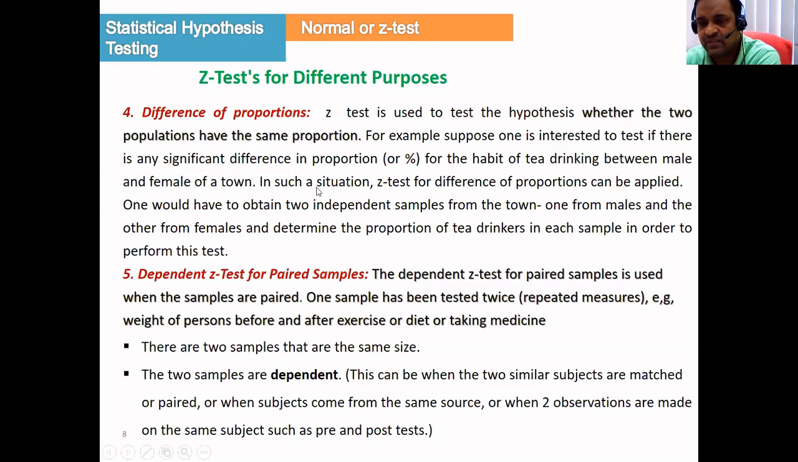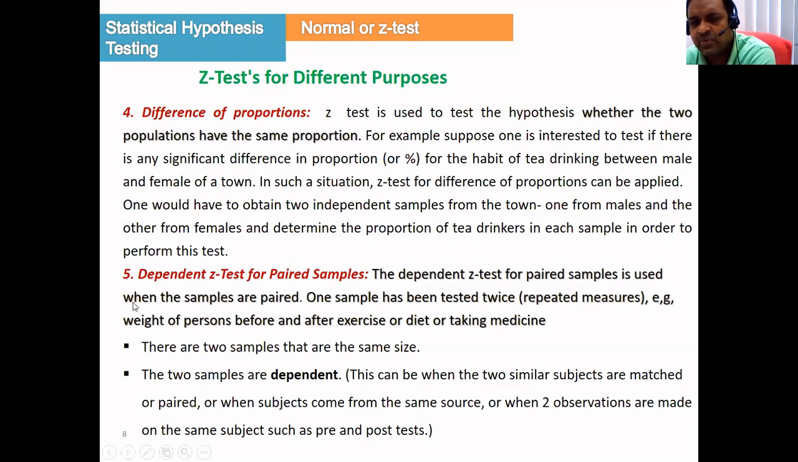We can test. It is written in detail. You can try it. So we can test for two populations, male and female, for the habit of drinking tea. That is, drinking tea among males equals drinking tea among females. So whether the proportion or percentage of drinking tea for male or female is the same or not, we can verify by the proportion test or difference of proportion test by Z test.